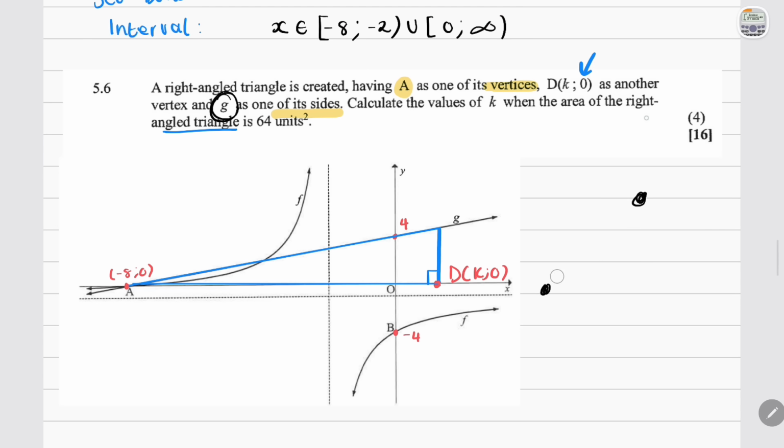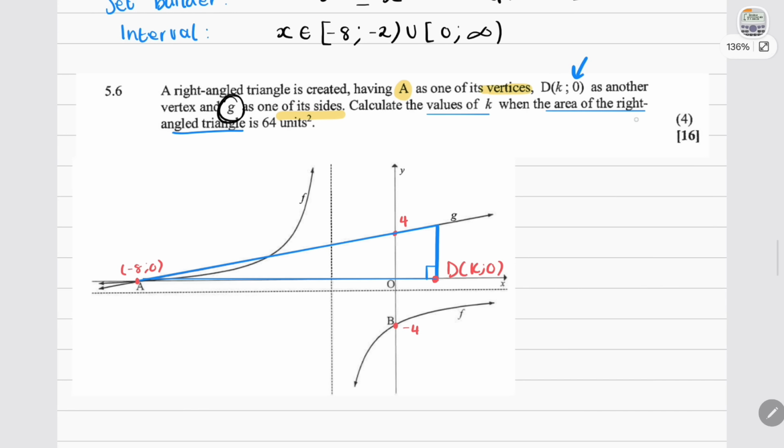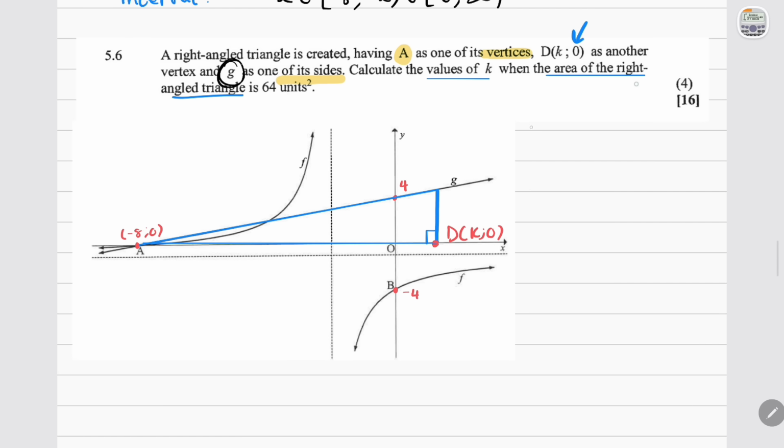And now we have to use this info to calculate the values of k when the area of the right angle triangle is 64 units. It's a right angle triangle, so it's very simple to find the area. Area of a triangle is equal to a half multiplied by the base and then multiplied by the height. So we need the base and the height.